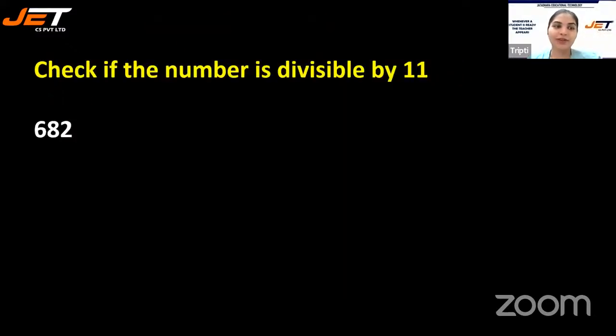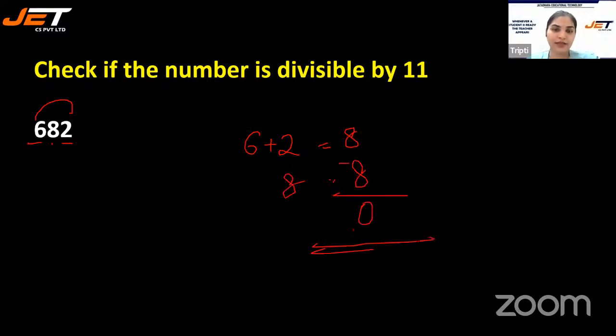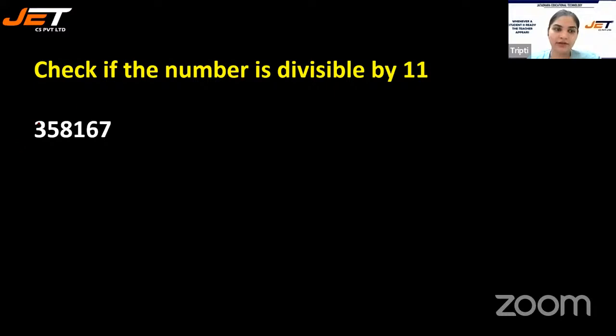Let's check this. Now here I can see only 2 odd places and only 1 even place. No worries. 6 plus 2 and 8 alone. 6 plus 2 is 8. 8 alone minus 0. So we can say that this is also divisible by 11. Okay? This is also divisible by 11. Right? Let's do the next one.